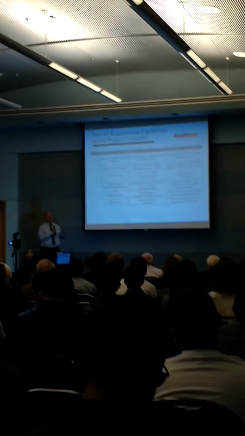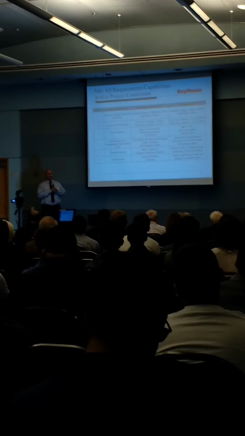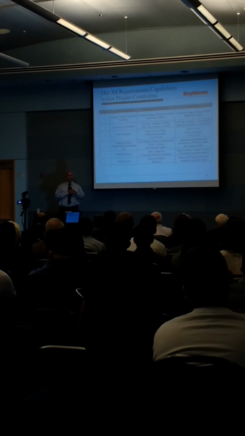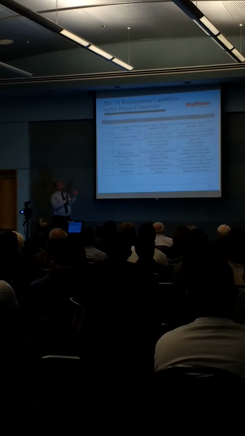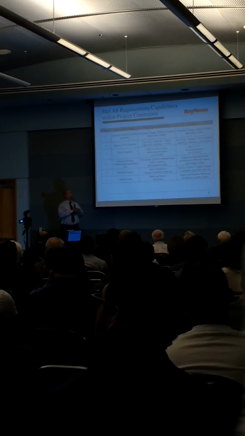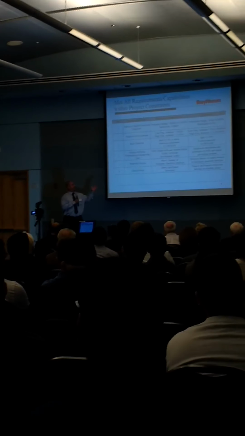For our requirements and capabilities, there's a total of 6, but I'll just be covering the most important ones. The first one is our analog to digital converter. The minimum requirement was for it to work at a bandwidth of 20 megahertz. We were able to go from 1 megahertz to 6 gigahertz.